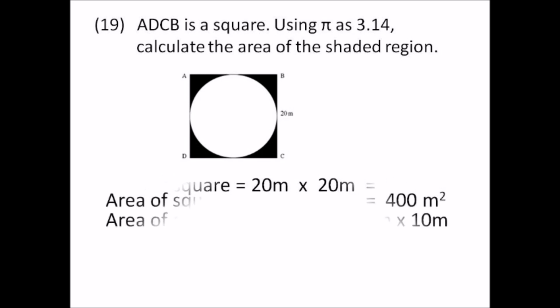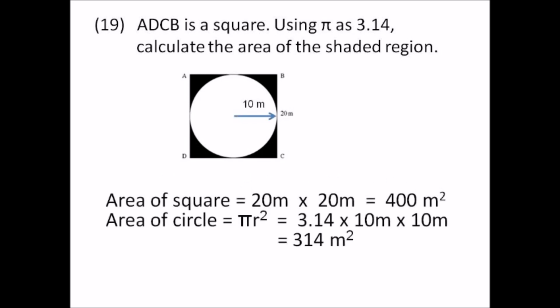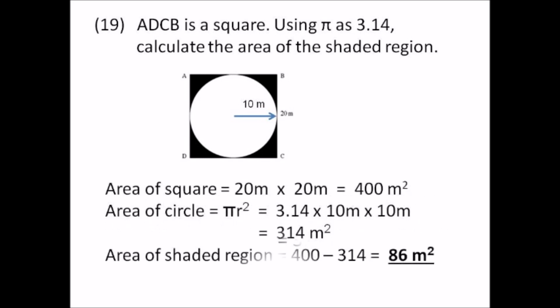Next, you find the area of the circle. Pi r squared, 3.14 times 10 squared meters gives you 314 square meters. Now, what do you do to get the final answer? Yeah, I told you already what to do, guys. You subtract. So it's 400 minus 314, and you get 86 square meters. Final answer. Okay, did you get it? Okay, we got it. That's pretty good.